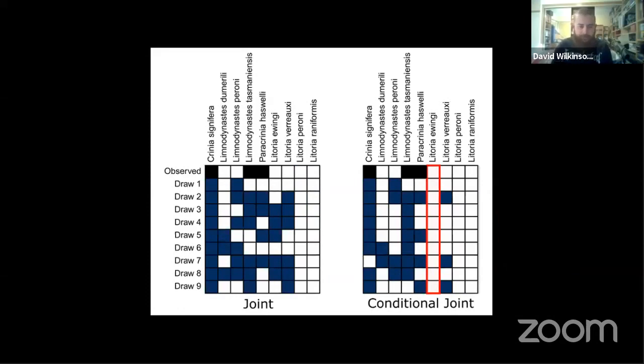So this time I've taken a heap of random draws from this distribution at a site. The top row here is my observed values. So I had 3 species present. You can see that for the joint prediction, while we're quite often predicting those species, we're also getting a lot of extra species in the predictions. But when we condition that on the known occurrence of one species, we actually are able to reduce a lot of that over prediction.